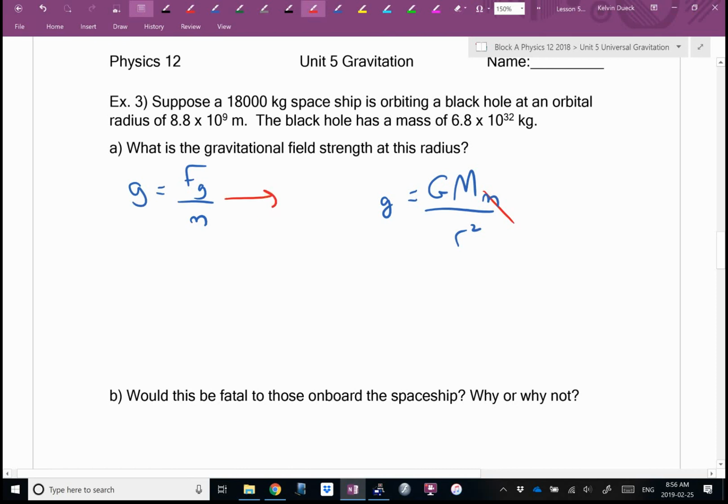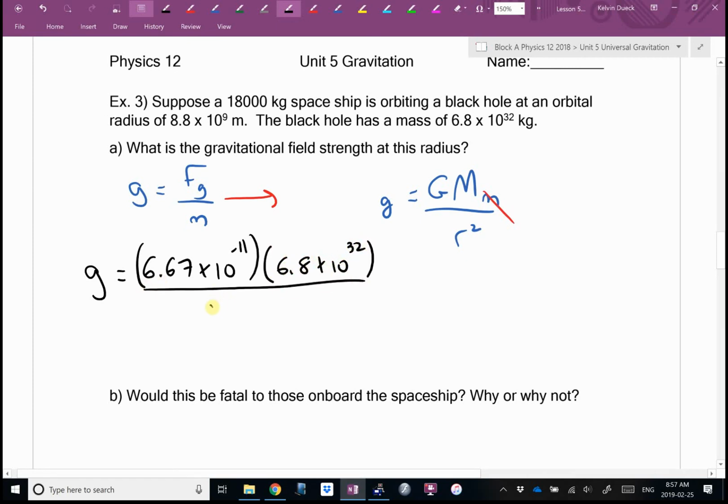After that, Victor, it's plug and chug. Complicated plug and chug, but plug and chug. The gravitational field strength at this location from this black hole would be 6.67 times 10 to the negative 11. Careful, don't use 5.98 times 10 to the 24th as a habit. We've got a new big M, 6.8 times 10 to the 32. And our R squared is 8.8 times 10 to the 9th squared.